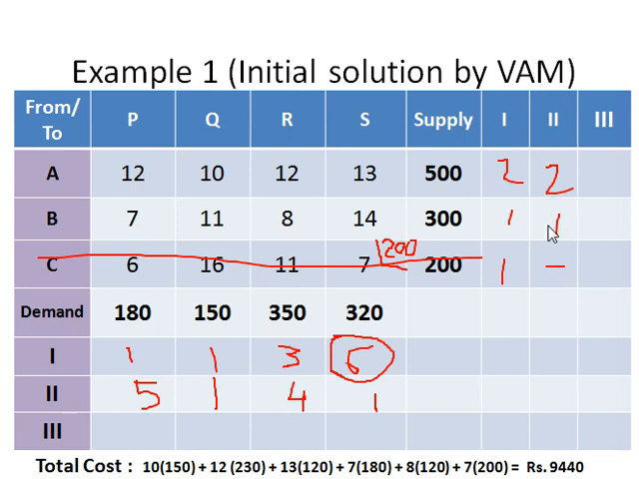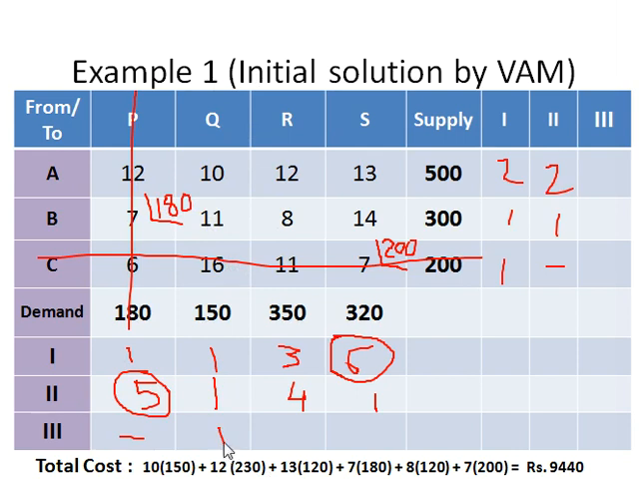Now in this second iteration, out of all these values, 5 is the maximum. So we are going to allocate in this column which has a minimum value. 7 is the minimum value. Allocation value can be made 180, and this is satisfied. Now we are going to take the third iteration. This is struck out.